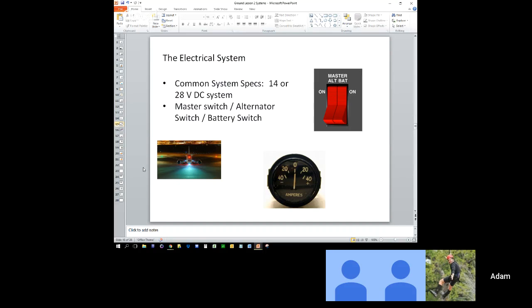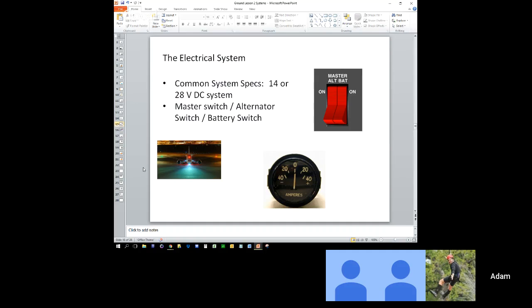Today, in the general aviation community, you'll see typically 90% of the time a 14-volt direct current electrical system, which is comprised of, again, typically a 14-volt alternator and a 12-volt battery. Very similar to what we all have in our cars. And I say the word typically.